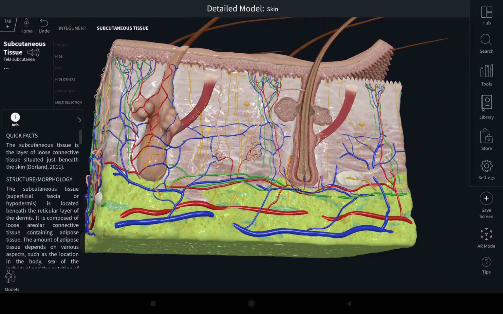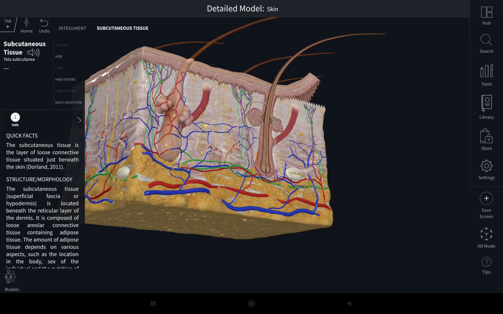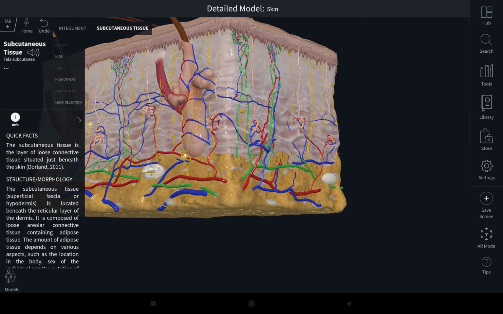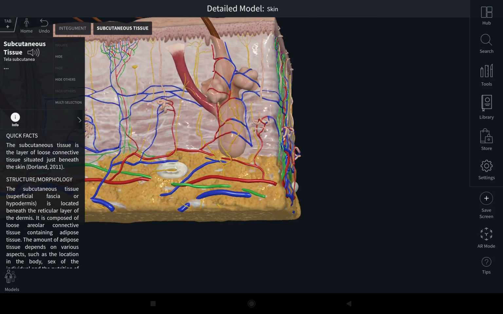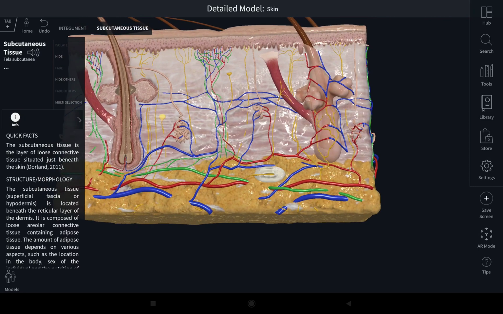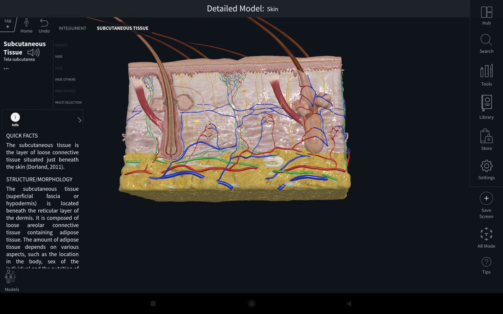Now, the lowest part of the skin is the subcutaneous tissue. The subcutaneous tissue is the layer of loose connective tissue situated just beneath the skin. Structure and morphology: the subcutaneous tissue, or superficial fascia or hypodermis, is located beneath the reticular layer of the dermis. It is composed of loose irregular connective tissue containing adipose tissue.